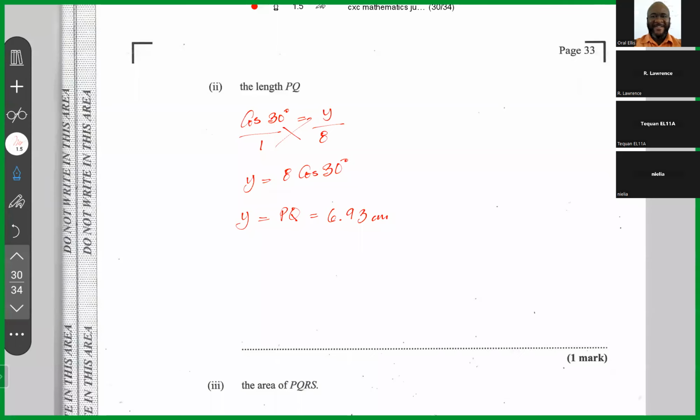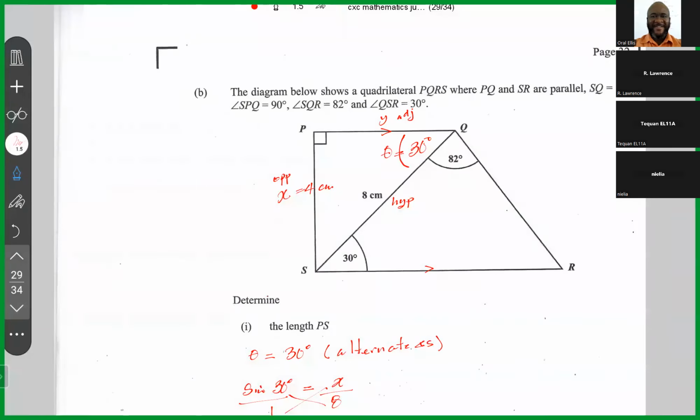Next, we're asked to calculate the area of PQRS. So I'm guessing here is where sine rule would come in. You didn't have to know sine rule. You could have done it another way, but sine rule would be the easiest thing to find out.